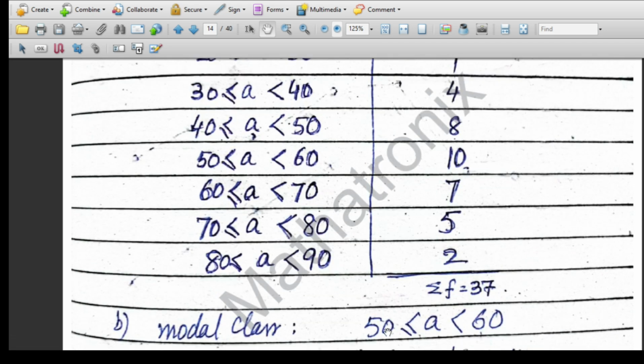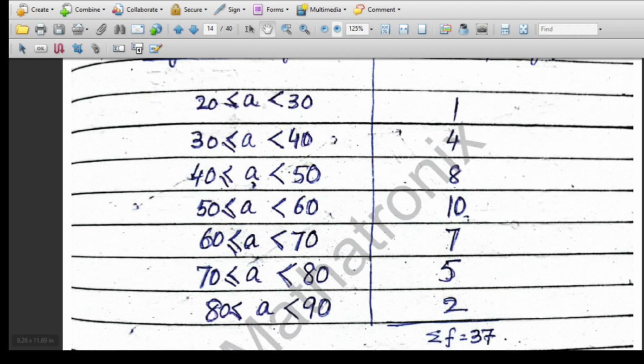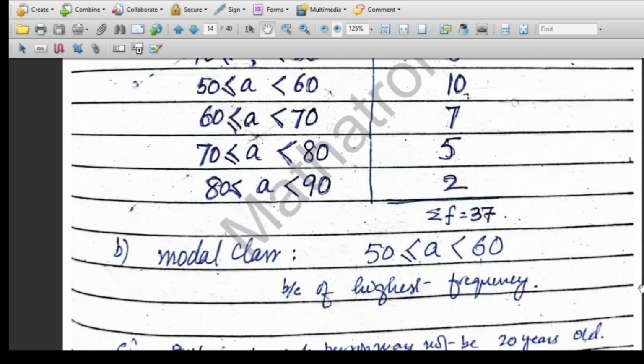The modal class is 50 to 60, because it has the highest frequency.